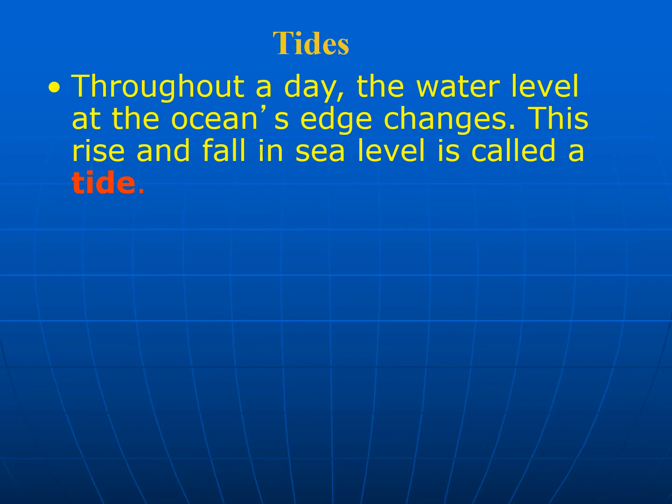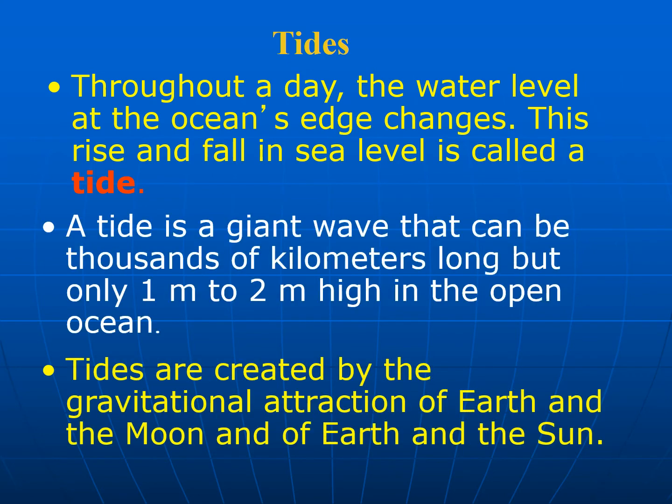Tides. Throughout the day, the water level at the ocean edges changes. This is what we call the rise and fall in sea level, and that's a tide. You know, we have high tides and we have low tides. One thing we learned is that tides are created by the gravitational attraction of the earth and sun.